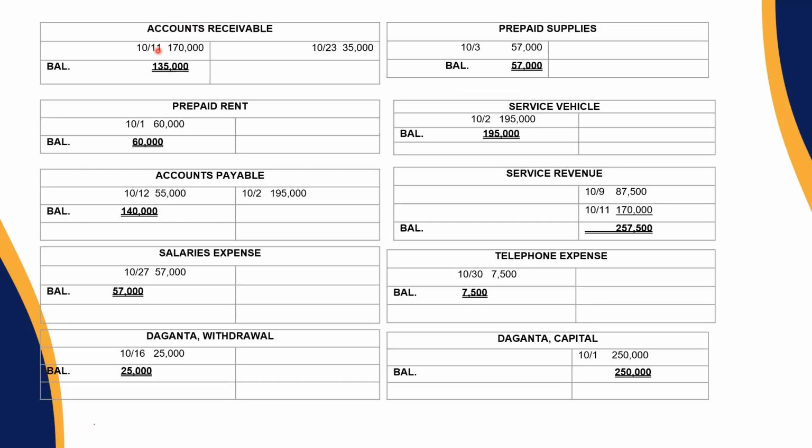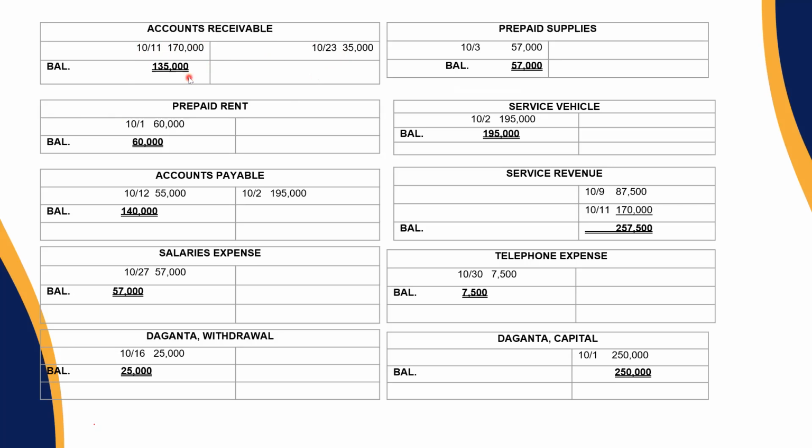If meron kayong copy nung sa slides, pwede ninyo ako sundan para masundan niyo yung discussion ko. Yung October 11, meron tayong 170,000 doon na debit. Noong October 23, meron tayong credit na 35,000. So, meron tayong debit, 170, credit, 35, minus mo yan. 170 minus 35, magkano? 135. So, our balance for accounts receivable is 135,000 pesos.